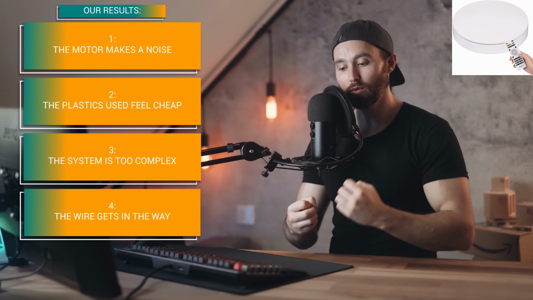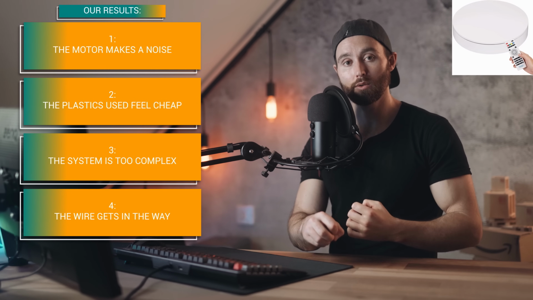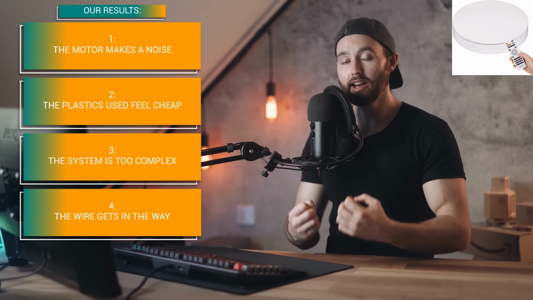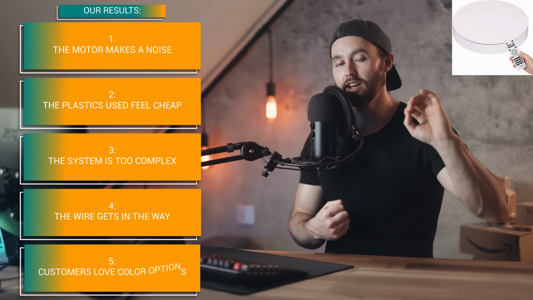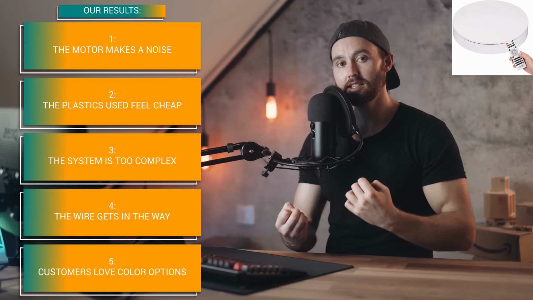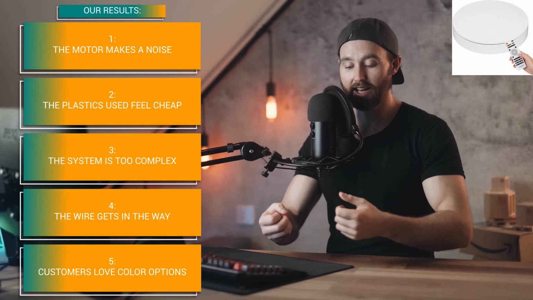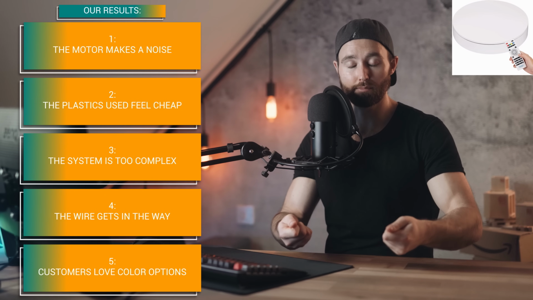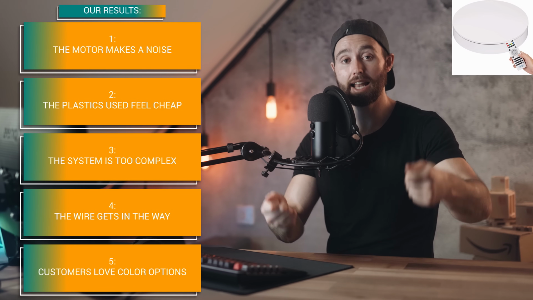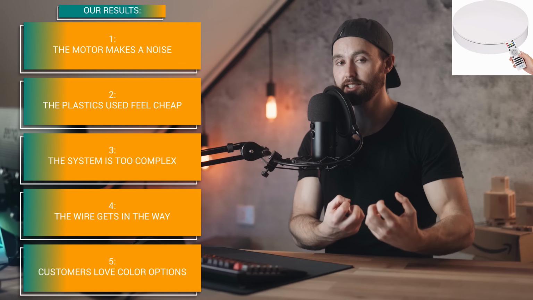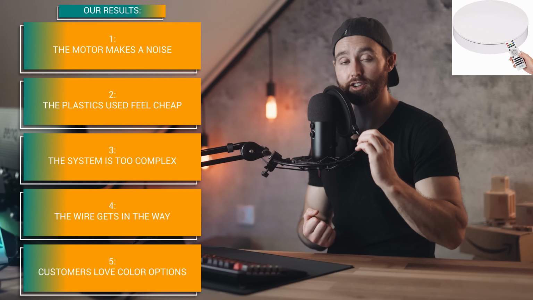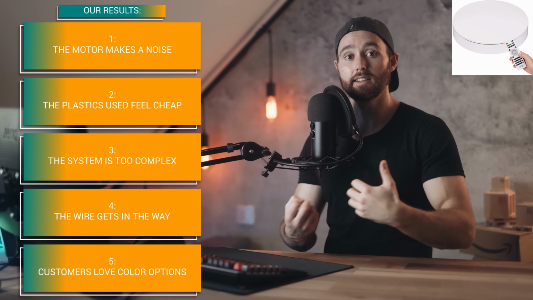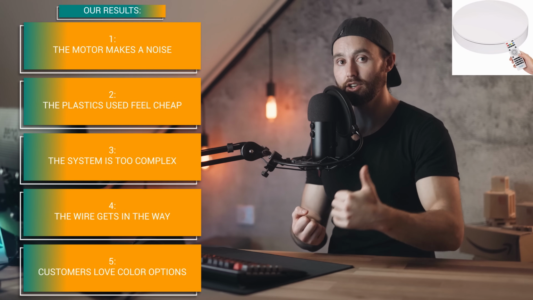4, the wire to the product, which powers the product, gets in the way, especially if you're going to use this inside a light box. 5. This was not a complaint, but the customers loved that option where they had different color options for the top. So they could make the white top black if they had a white product, etc. So that's something we're going to keep, and that's something you also want to look for in reviews. What do people say that they love? Because you do want to retain those aspects.